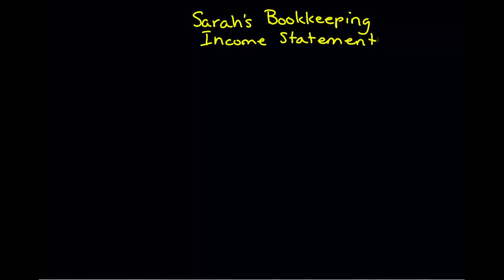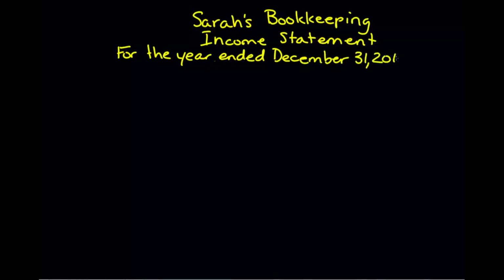An income statement is always for a period of time, so your income statement should either have for the year ended and then the date, or for the month ended and then the date. It depends what period of time you're looking at. For this income statement here, let's pretend that we're looking at for the year ended. So we're making an income statement for Sarah's Bookkeeping for the year ended December 31st, 2014.